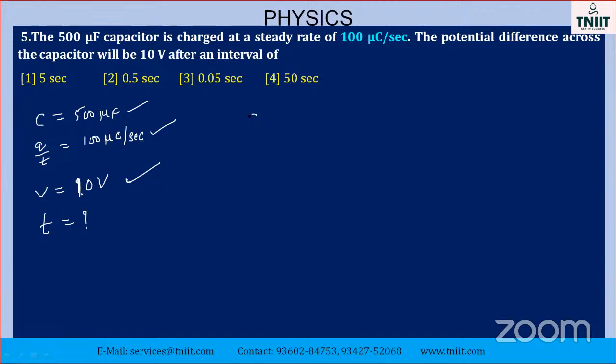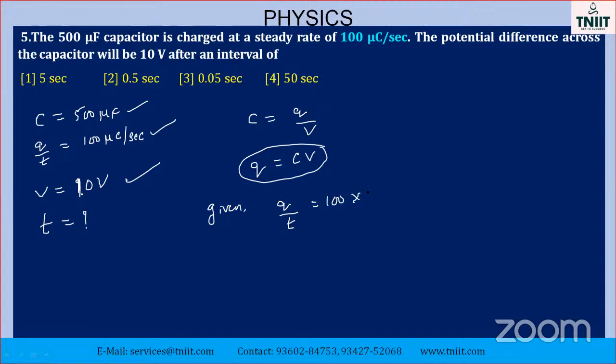Look at the concept here. C is equal to Q by V. So you can take Q is equal to CV. Given Q by T is 100 microcoulomb per second. T can be taken as C into V by that rate.